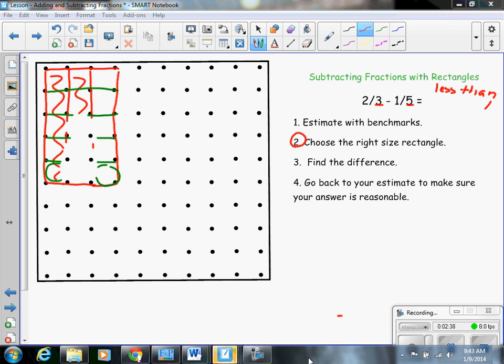So what I'm left with is 1, 2, 3, 4, 5, 6, 7. 7 what? Let's see, I've divided my rectangle into 1, 2, 3, 4, 5, 6, 7, 8, 9, 10, 11, 12, 13, 14, 15. So 7/15 is what I have left. That is my answer. So I want to go back to my estimate to make sure my answer is reasonable. Is 7/15 less than 1? It is, so I know my answer is reasonable.